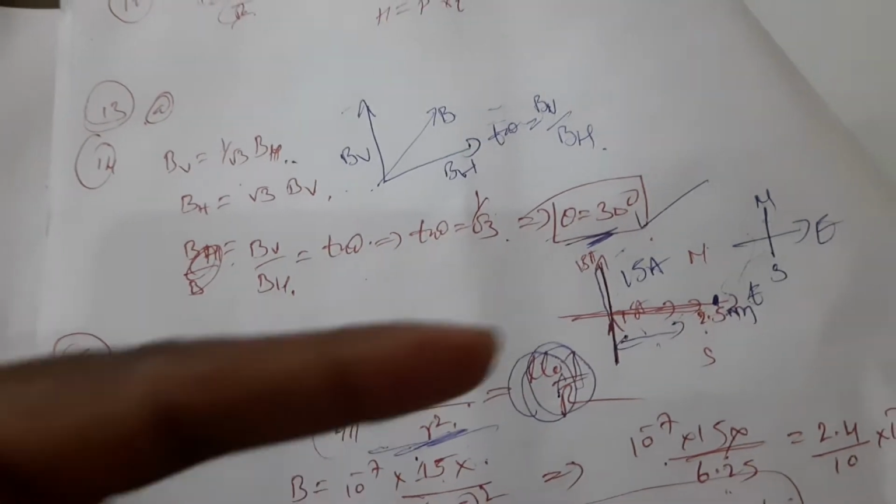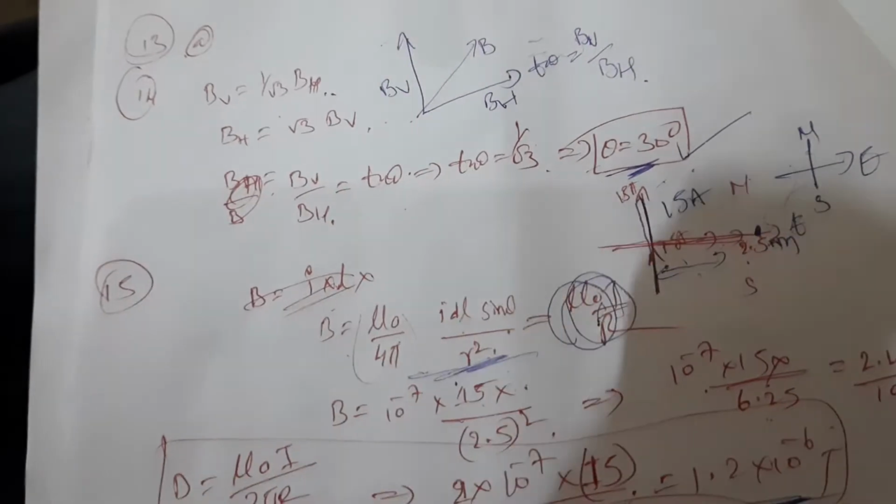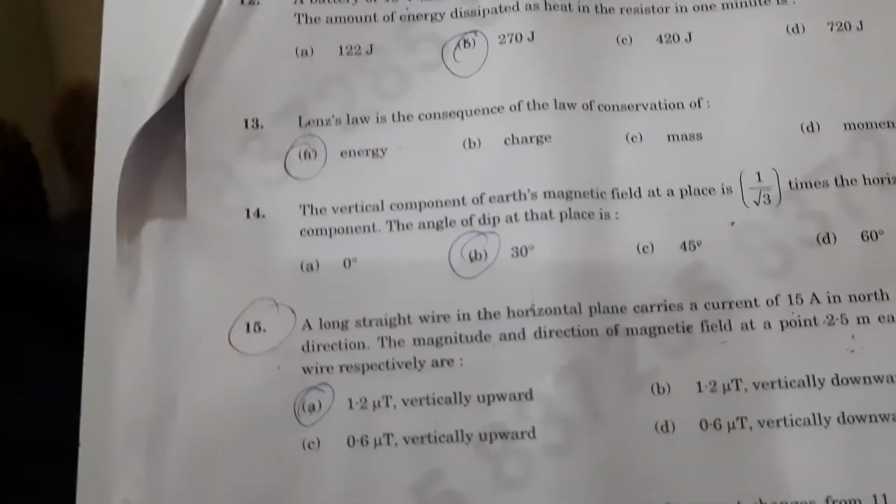Vertically upwards or vertically downwards, how can I find? You can check whatever directions we have drawn. Let us say the current is acting in the upward direction, and opposite to the current we have to apply the Fleming left hand rule. The magnetic field is in this direction. Then the thumb you are seeing, right? This thumb is acting vertically upwards, so the answer is vertically upwards. So I have to go with option A as the correct answer, right? So this is the 15th question which we have discussed.